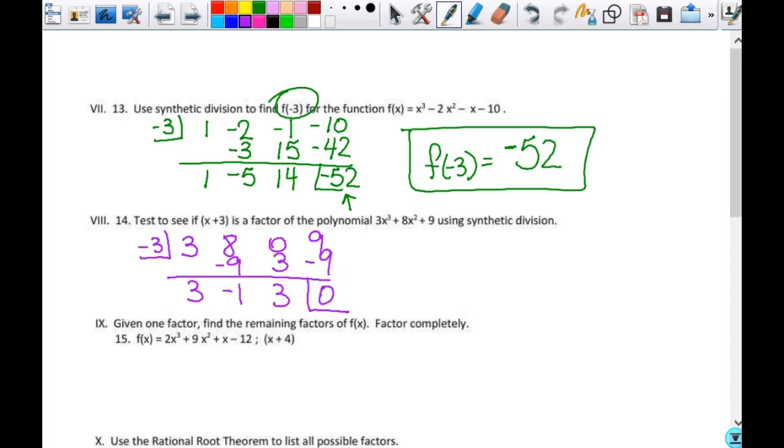So this is what this tells me. My remainder is 0. Right? Here my remainder was a negative 52. My remainder is 0, which means f of negative 3 equals 0, which also means that x plus 3 is a factor.